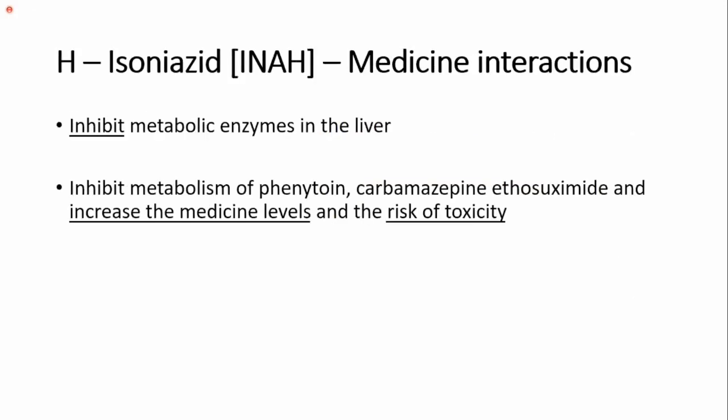As for the medicine interactions of INH, there are two enzyme effects that you need to remember of the anti-TB treatments. One is inhibiting the metabolic enzymes in the liver, which is isoniazid. It will inhibit the metabolism of medicines like phenytoin, carbamazepine, and methotrexate. So the metabolism of these medicines will be reduced. As a result, the circulating levels of the medicines will be increased, and therefore the risk of toxicity will be higher when you are giving medicines in combination with isoniazid.